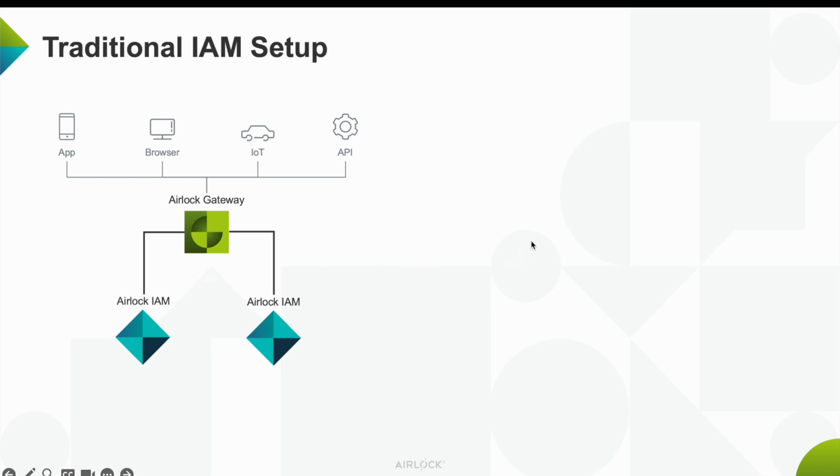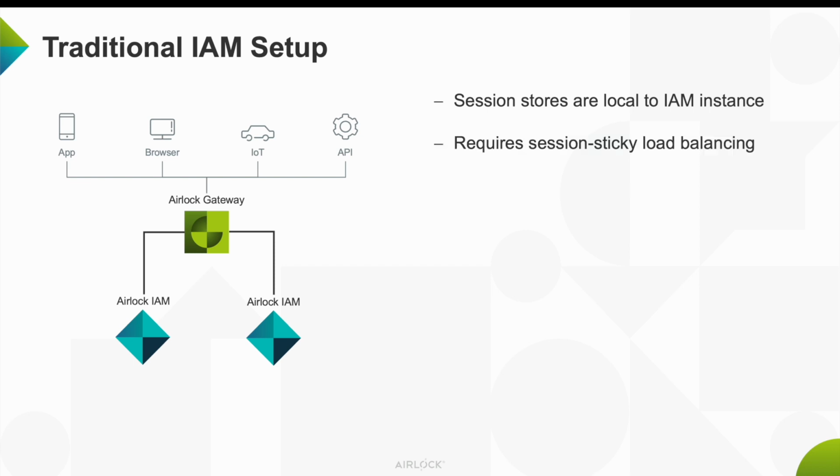So let's start with how the traditional setup of Airlock works, so you can understand what has been added in 8.1 and 8.2. In a traditional setup, you have an Airlock gateway usually in front of Airlock IAM instances, and IAM instances store all the session information locally in memory. This requires session sticky load balancing, because on the left side, in instance A, we have all the session data from sessions that started on this instance, the red ones, and on the right side, we have the green ones. We have all the session information of sessions that started on the right side.